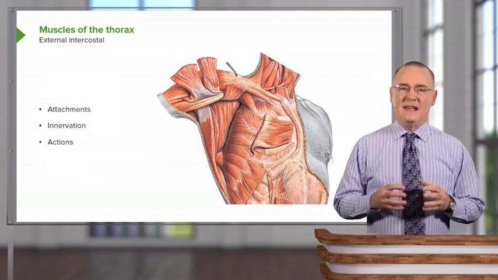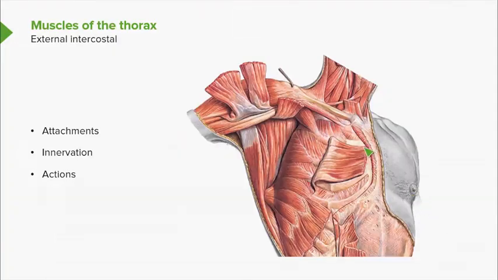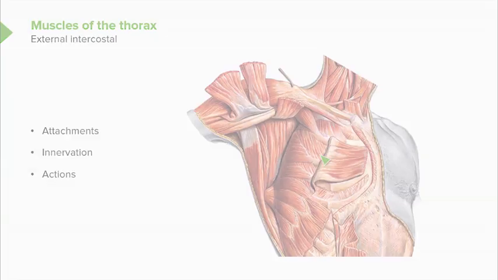So we'll begin with the external intercostal muscles. We can see their muscle fibers right in this particular intercostal space, and the external intercostal muscles do occupy the externalmost aspects of the intercostal spaces. Their muscle fibers will run down and in, as visualized here in the illustration.